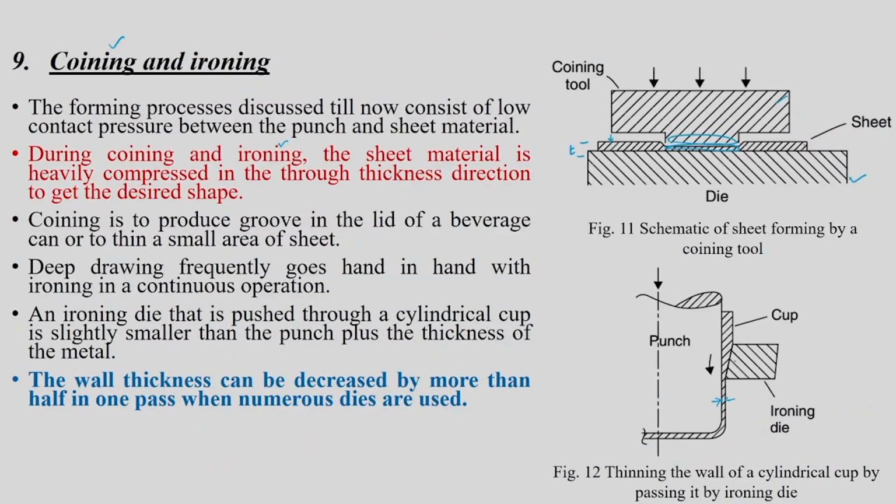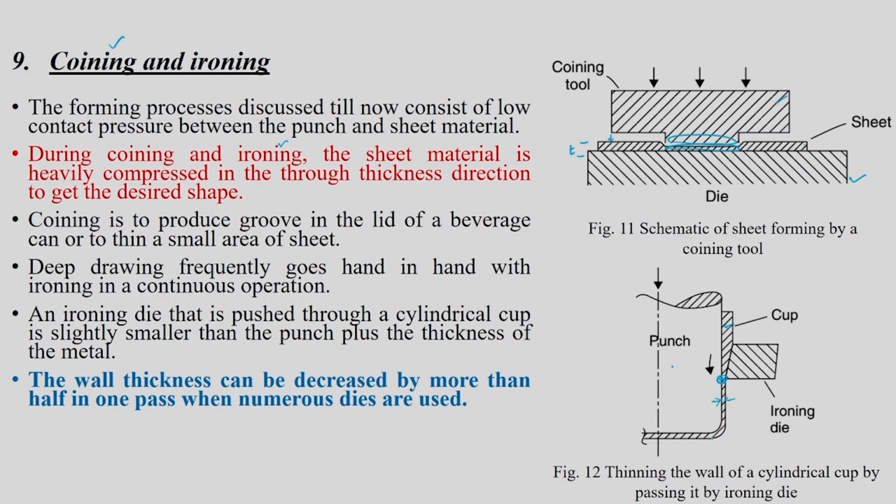Okay, ironing will happen. You can see that this is your sheet and this is the cup that is formed with the same punch, and you have an ironing die. You will see that the cup is going to take this clearance, this particular clearance dimension. So you will see that the thickness is actually getting reduced while the cup comes out.